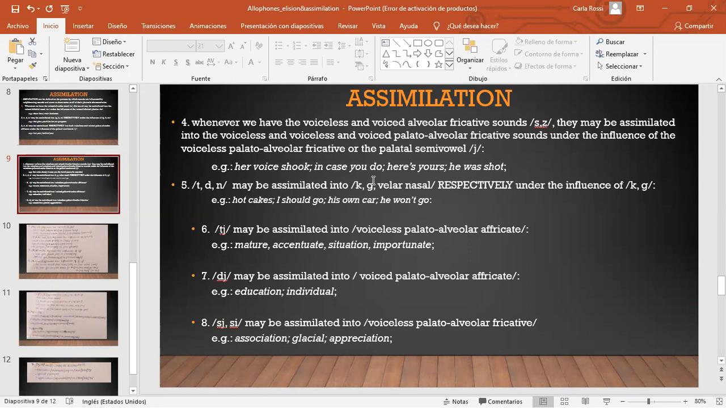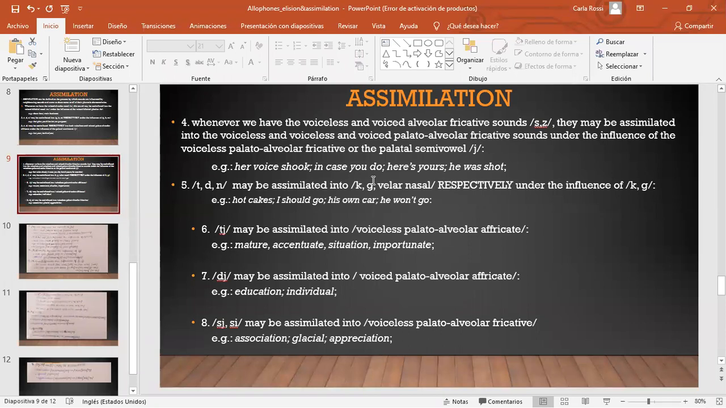Why? Because phonetics and phonology books are based, as I told you before, on how people actually speak. So based on how people speak, rules are made. That's why it says "may be assimilated," and that's something that happens with all of the allophones. People may choose to pronounce it or not.